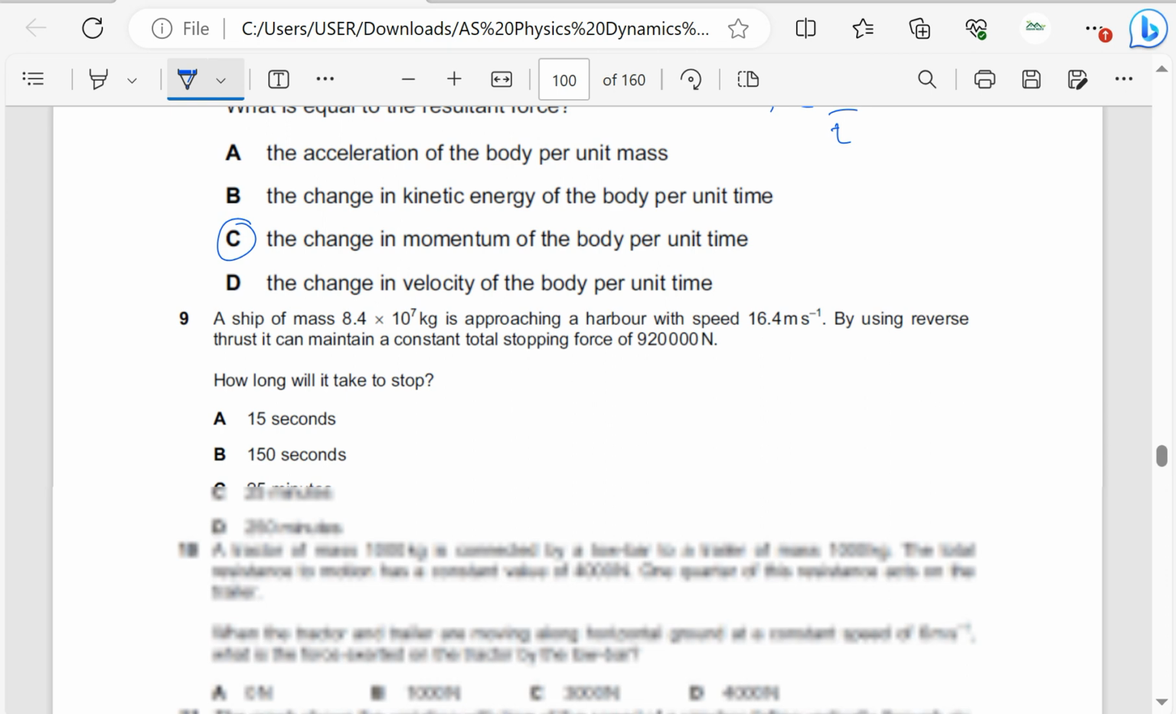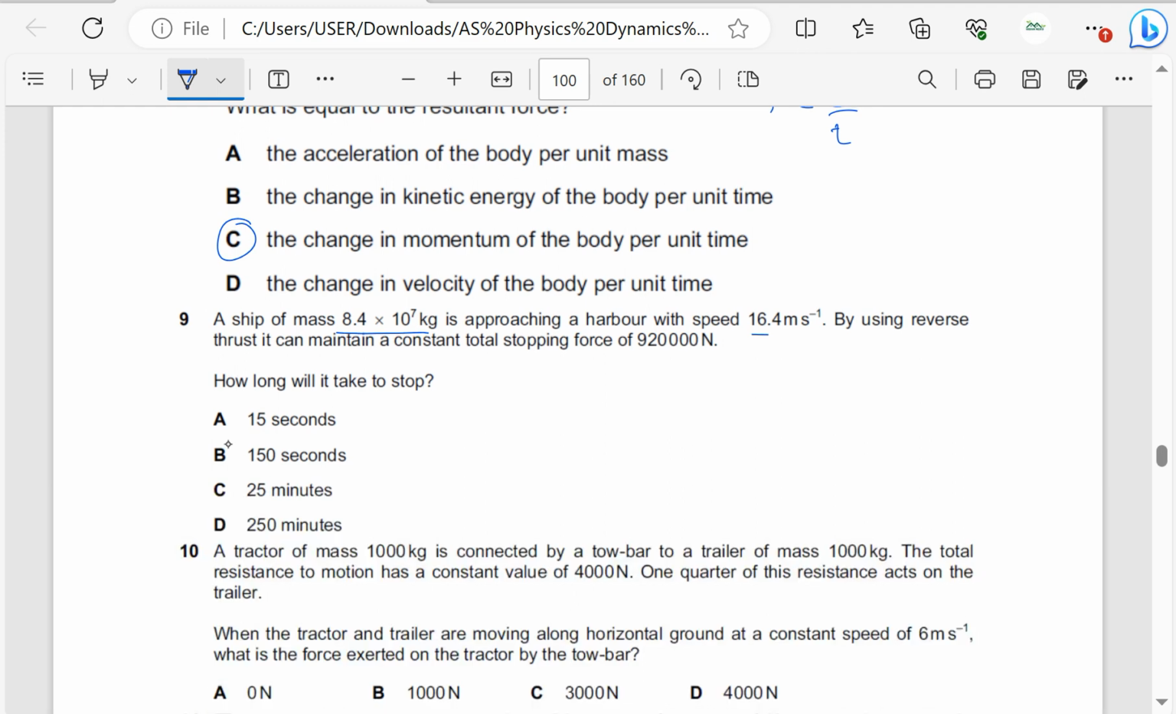A ship of mass 8.4 times 10 power 7 kilograms is approaching a harbor with a speed of 16.4 meters per second. By using reverse thrust, that is force in the opposite direction, it can maintain a constant total stopping force of 920,000 newtons. How long will it take to stop? So let's first find the deceleration, which will be negative.